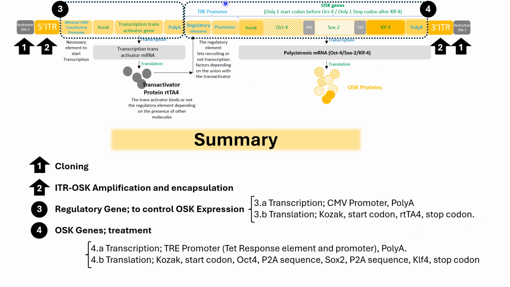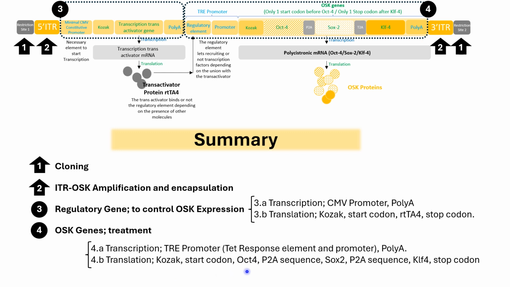And then we have the second set of genes, the OSK genes. This is the real treatment. We have again exactly the same structure. We have elements for transcription, that is the TRE promoter and the poly-A. These two sequences are necessary for transcribing. And then we have information for translation: the Kozak sequence and the start codon, which are necessary to start the translation.